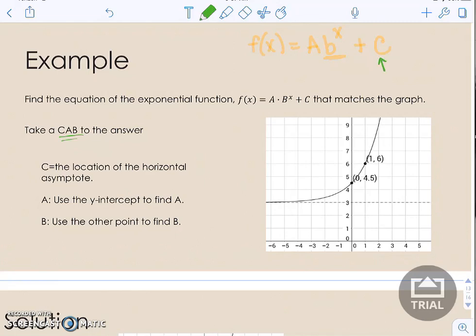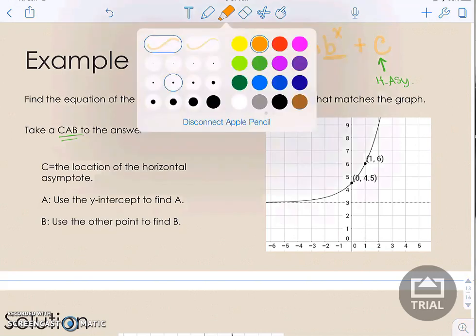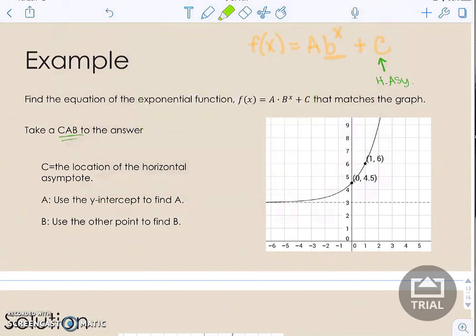C, to get the value of that, is just represented by whatever your horizontal asymptote is. So you would go to your graph and try to identify the value of my horizontal asymptote. I'm actually going to do this in lime green. If you look at the graph, you see that there is a horizontal asymptote right here. The dotted line was even made for you. Well, what is that passing through? It's passing through 3. So you would know that your plus c in this case would be plus 3.